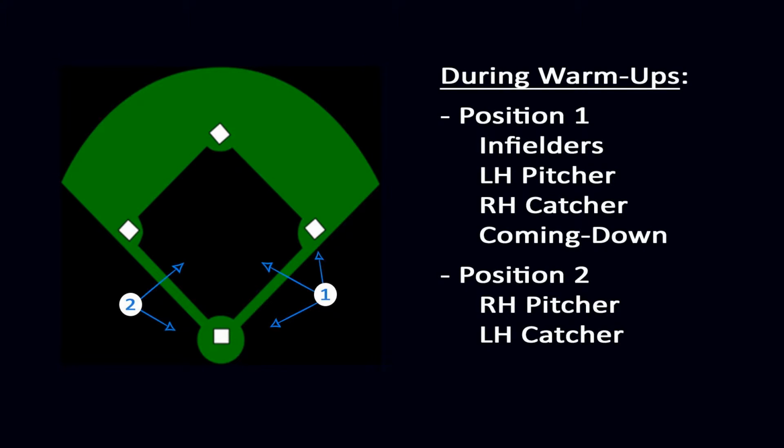Now let's talk about positioning. Between inning warm-ups are a great time to capture action shots. From about midway down the first base line, you'll have a great angle for the infielders, left-handed pitchers, right-handed catchers, and for the coming down throw. From midway down the third base line, you'll have a great angle for right-handed pitchers, left-handed catchers, and the first baseman. Try changing your position from inning to inning. This will give your photos more variety.